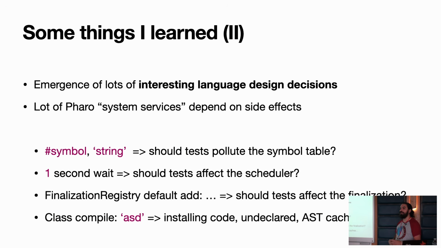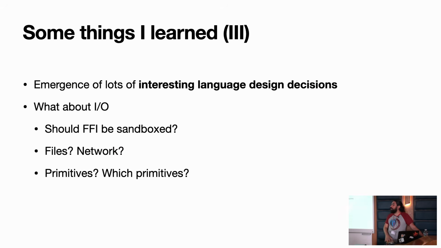Should tests be able to do a 1 second wait? Should tests go and subscribe stuff to the finalization registry? Or compile code? I don't know. Even more, what about I/O? Should tests write without any permission to the file system, to your file system? Should they read and write? What about FFI? Maybe you know that an FFI call is harmful, or maybe it's harmless, I don't know. And maybe we want to control some primitives. So which primitives? Maybe there are some primitives that are safe and some others that are not.